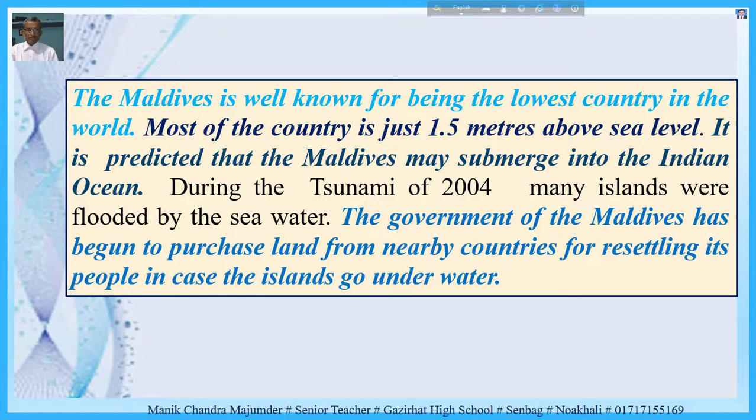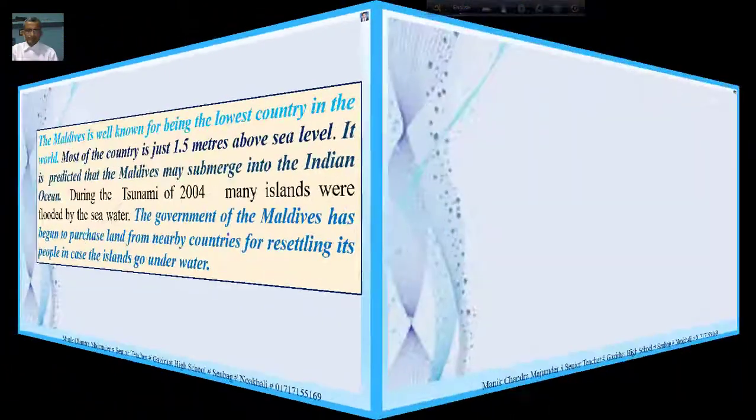Most of the country is just 1.5 meters above the sea level. It is predicted that the Maldives may submerge into the Indian Ocean. During the tsunami of 2004, many islands were flooded by the seawater. The government of Maldives has begun to purchase land from nearby countries for resettling its people in case the islands go underwater.